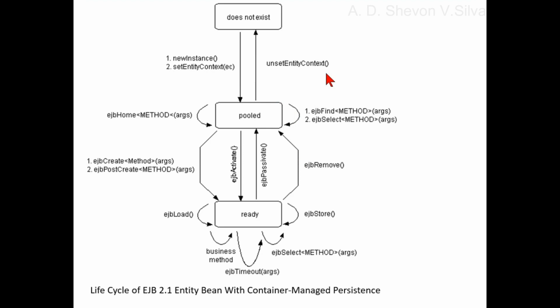The EJB 2.1 enterprise bean life cycle methods, as specified in the javax.ejb.EntityBean interface, that an entity bean with container managed persistence must implement. For EJB 2.1 entity beans with container managed persistence, you must at least provide an empty implementation for all callback methods.